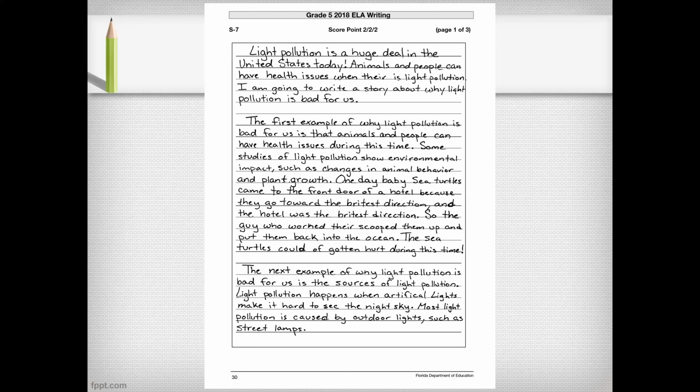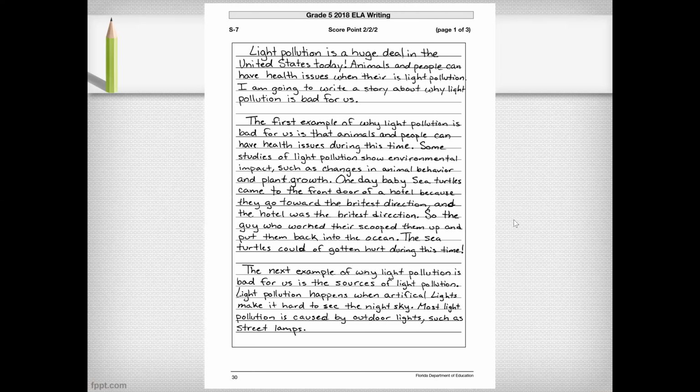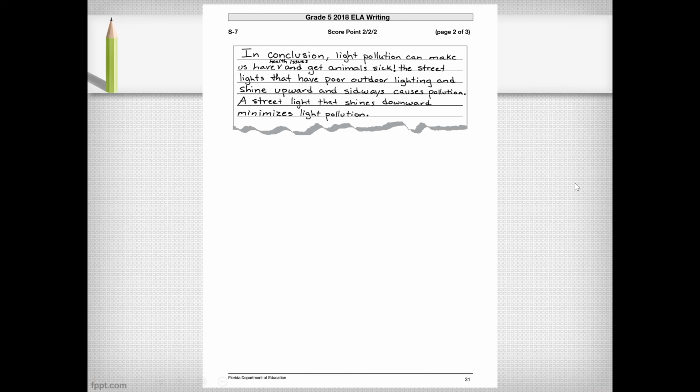The next example of why light pollution is bad for us is the sources of light pollution. Light pollution happens when artificial lights make it hard to see the night sky. Most light pollution is caused by outdoor lights, such as street lamps. In conclusion, light pollution can make us have health issues and get animals sick. The street lights that have poor outdoor lighting and shine upward and sideways cause pollution. A street light that shines downward minimizes light pollution.